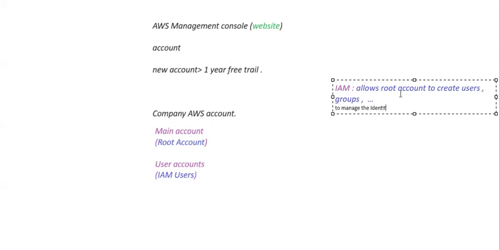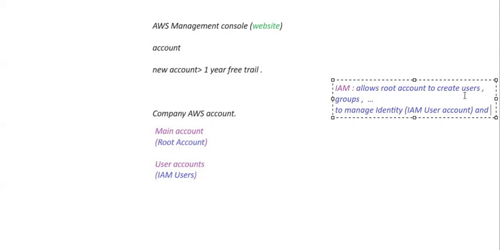Whenever a new user is going to log into an AWS account, any user can log in by using their identity, right? So by using their identity, they need to log in. What is the identity here? Identity is nothing but user accounts. The IAM user account is my identity. So by using this IAM user account, they can log into the AWS Management Console.